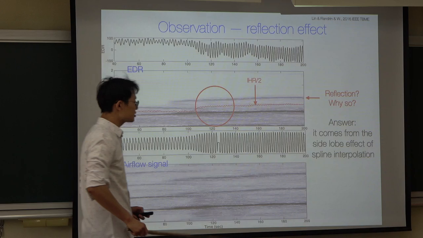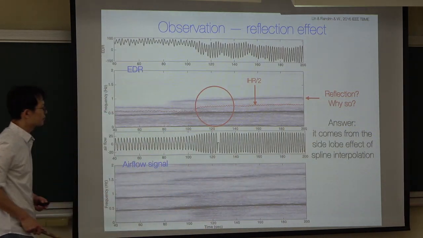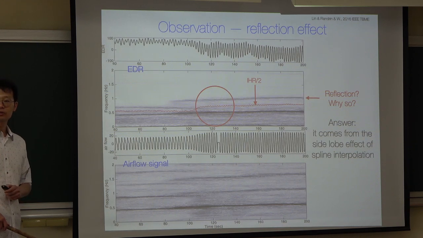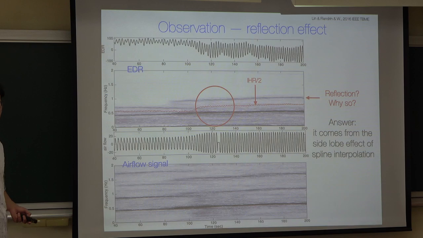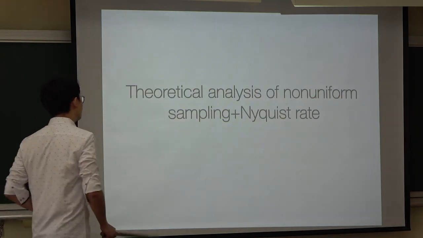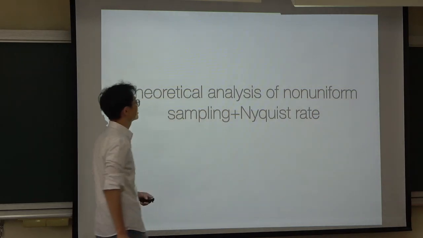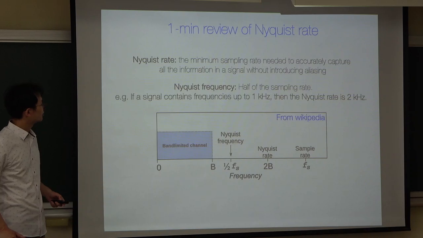Okay, so the answer that we will see in a bit is that it comes from the side lobe effect of the spline interpolation. Because we run spline interpolation, something weird appears. Okay, now let's take a look at some theoretical analysis, so that we know what's really going on there.